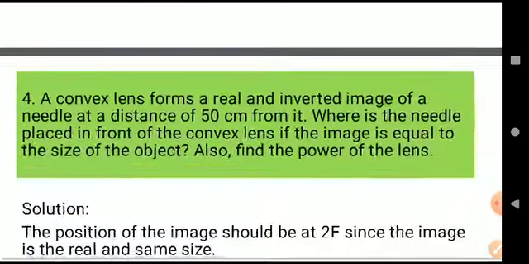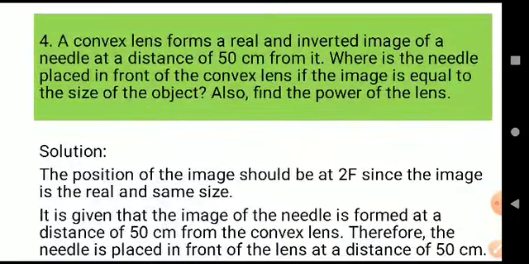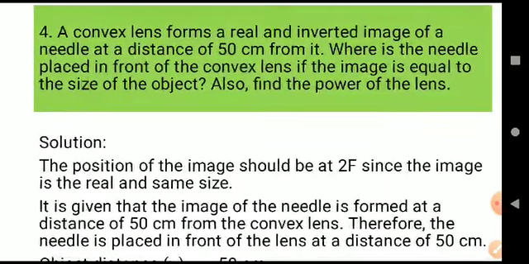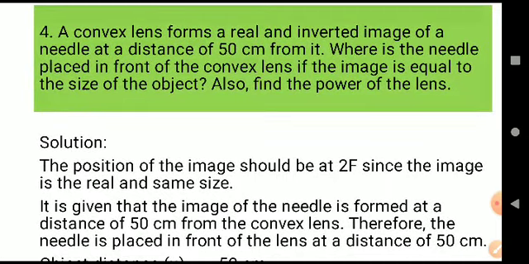Now moving to the next question. This is also from the NCERT textbook. A convex lens forms a real and inverted image of a needle at a distance of 50 centimeter from it. So the image distance, that is the image of the object, is formed at a distance of 50 centimeter. Where is the needle placed in front of the convex lens if the image is equal to the size of the object? Also find the power of the lens.